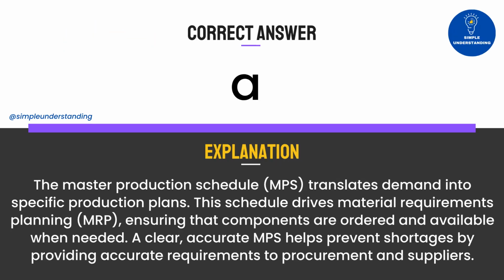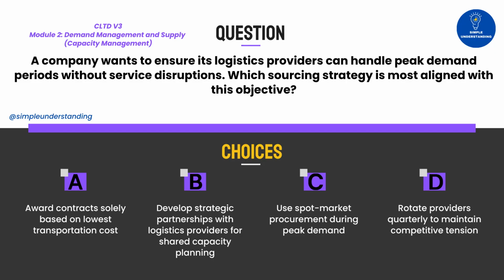Correct answer, A. Explanation. The Master Production Schedule, MPS, translates demand into specific production plans. This schedule drives material requirements planning, MRP, ensuring that components are ordered and available when needed. A clear, accurate MPS helps prevent shortages by providing accurate requirements to procurement and suppliers. Question 7. A company wants to ensure its logistics providers can handle peak demand periods without service disruptions. Which sourcing strategy is most aligned with this objective?